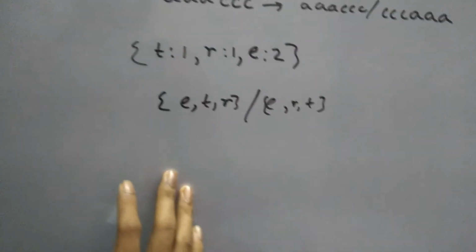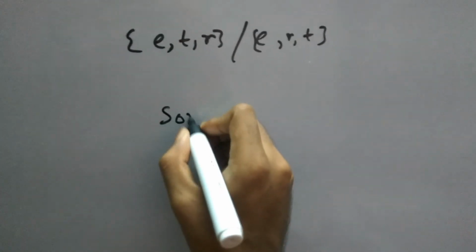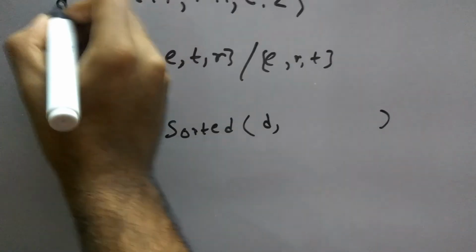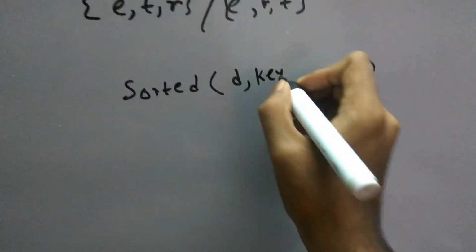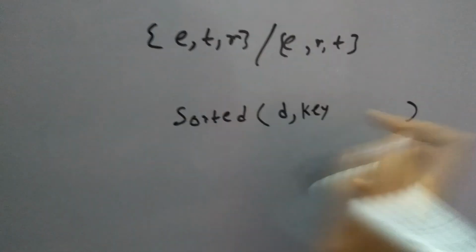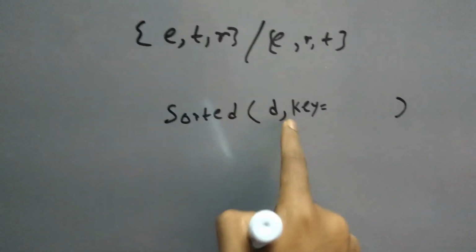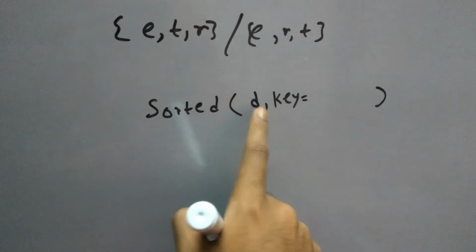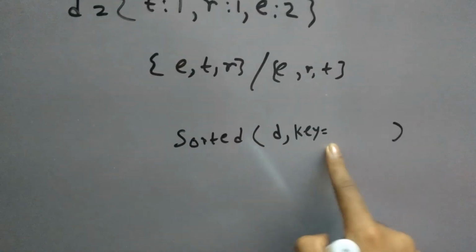We are going to use Python for solving this problem. Python has one very useful function called sorted. What sorted takes as an argument is this dictionary, let's call it D. Then it takes something called key. What exactly is this key? The key tells the sorted method that it has to sort the dictionary D in accordance with this given key. We have to sort D with respect to the occurrence of each element, so we have to specify that here.